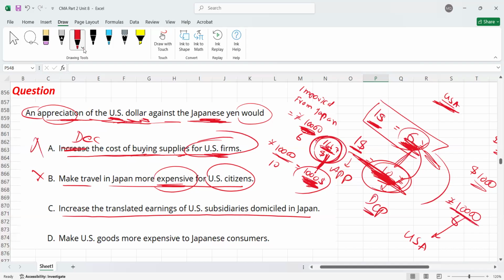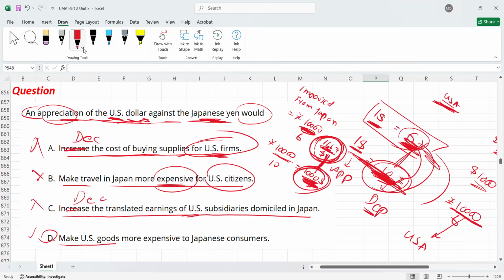So this many dollars you can get, right? If you have a profit of 10,000 yen in Japan, and the rate was 6, you divide by 6. So it means this much US dollar you will get in the USA. But if the rate moves from 6 to 10, you will get only $1,000. So your earnings will not increase, they will decrease. Again, this option is also incorrect. That's why I told you appreciation and depreciation are really important. Now option D, obviously one option is left, that should be correct.